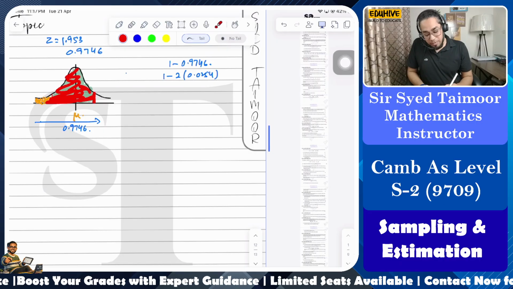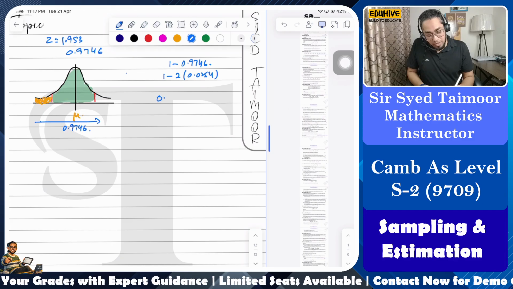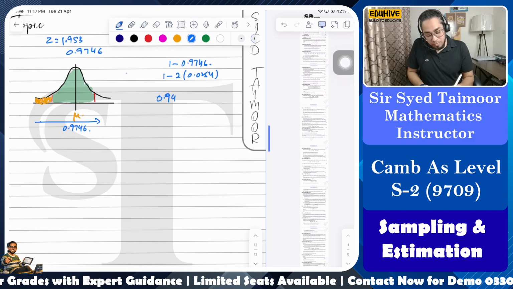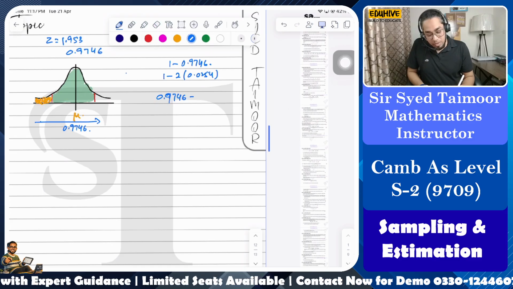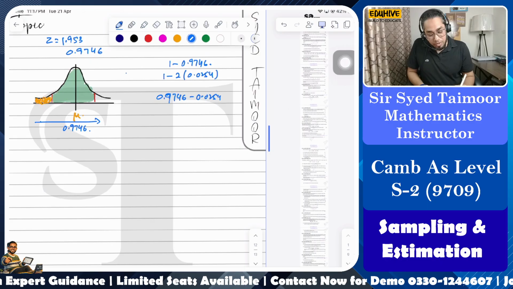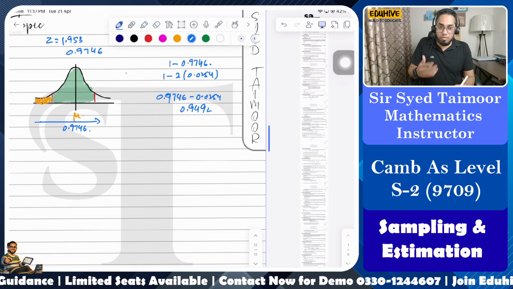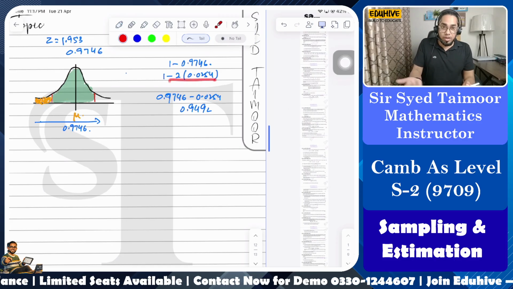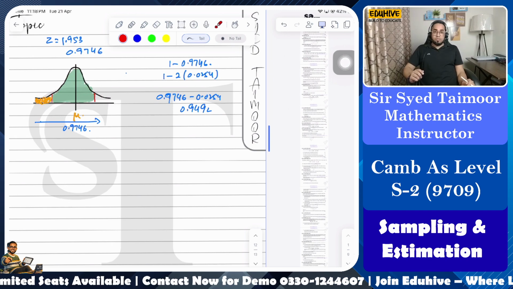So when you subtract it from 1, you will be getting this value, and you can just directly subtract it this way, like 0.9746 minus 0.0254. So you will directly get that value, 0.9492. Okay, or if you wanted to go this way, it will give you the same answer. Okay, fine.